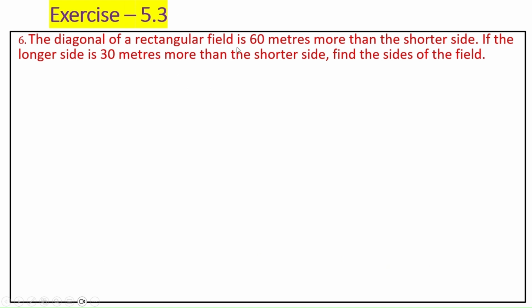The diagonal of a rectangular field is 60 meters more than the shorter side, and the longer side is 30 meters more than the shorter side. Find the sides of the field. Okay, length of the rectangular field equal to x and the breadth is x minus 30.